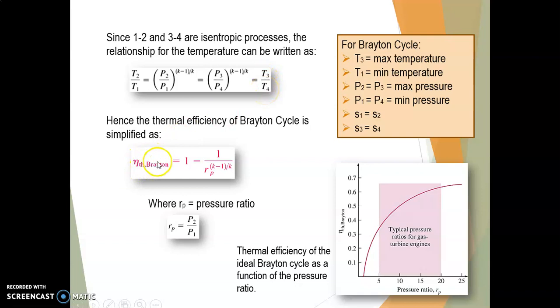In this part, we will be able to calculate the efficiency of the Brayton cycle, which equals 1 minus 1 over the pressure ratio to the power of (k minus 1) over k. And please don't forget that we always use k equals 1.4.